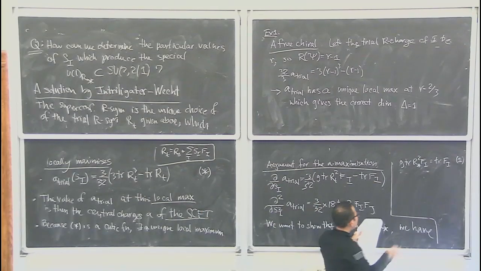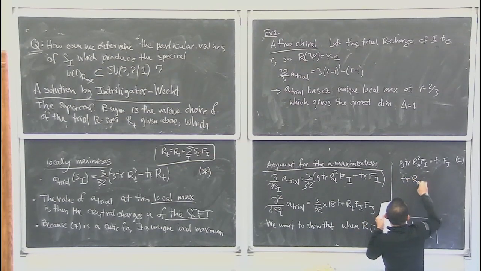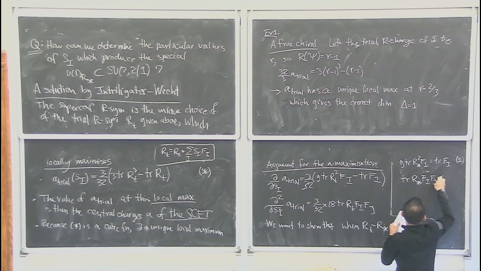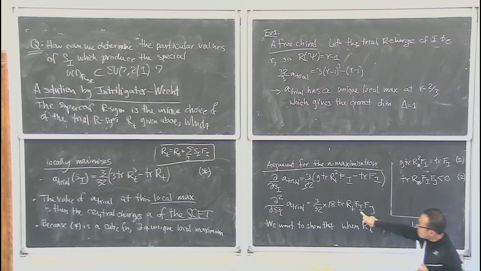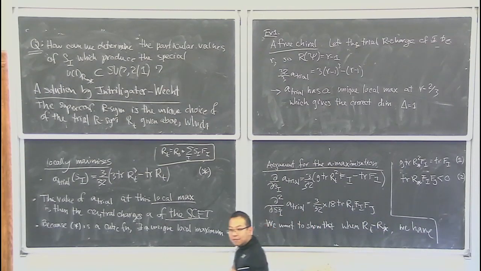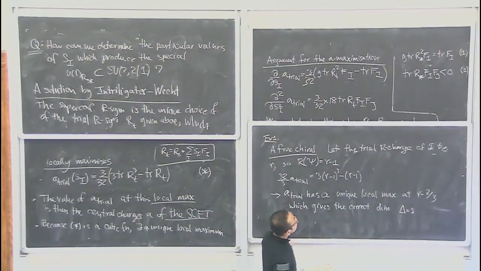But we want to supplement this with another condition that trace R star Fi Fj is also less than 0. This is condition number 2. If you manage to show number 2, you plug it in, you see that this is negative, so it's a local maximum. Okay? So this is what we need to show. Again, showing this is highly non-trivial.